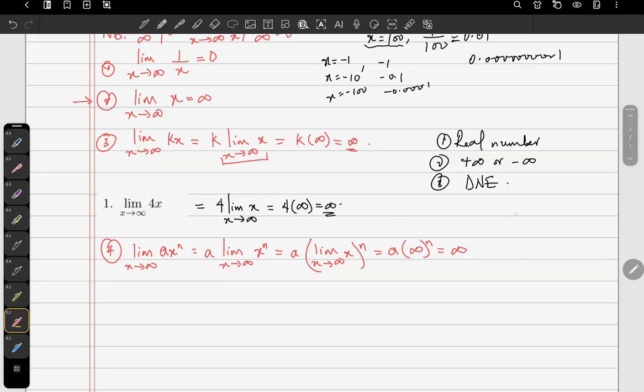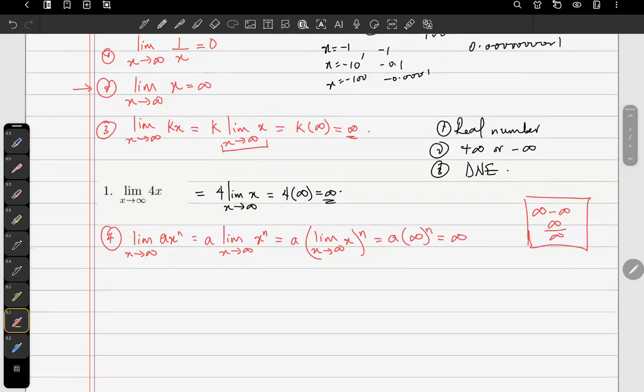Where it becomes a problem is when you have infinity minus infinity or infinity divided by infinity. These are indeterminate forms. So we can add up infinity, we can multiply infinities. Where there's a problem is when we subtract or we divide. All right.